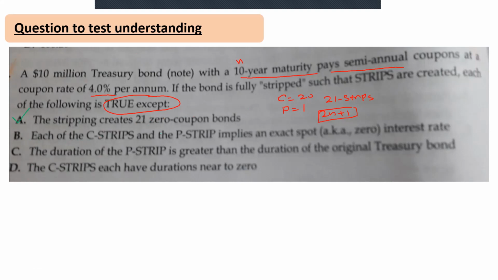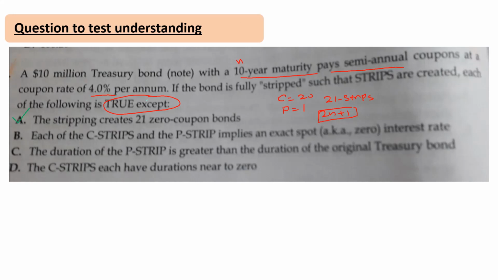Each of the C strips and P strips implies the exact spot rate, zero interest rate. See, given these are zero coupon bonds, any discount rate corresponding to them would mimic the corresponding spot rate because there are no coupon payments in between. Otherwise it becomes challenging to derive a spot rate if there are coupon payments. But given that these are zero coupon bonds, they just get a discount rate.